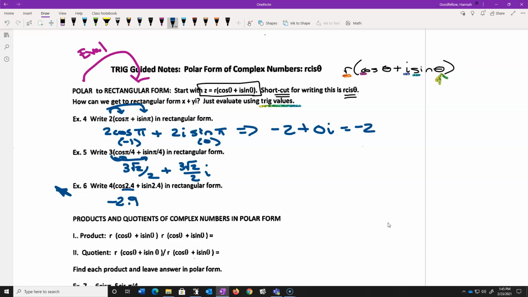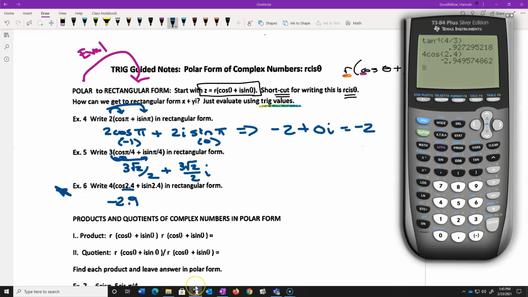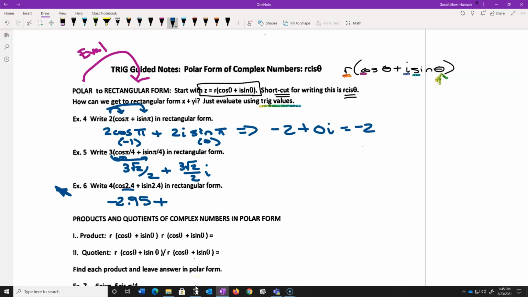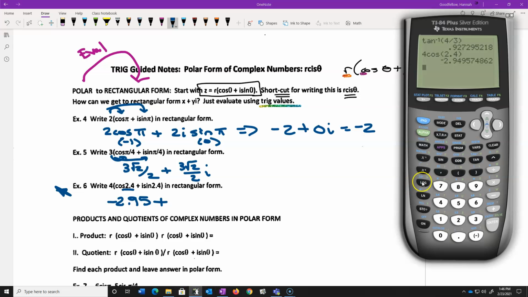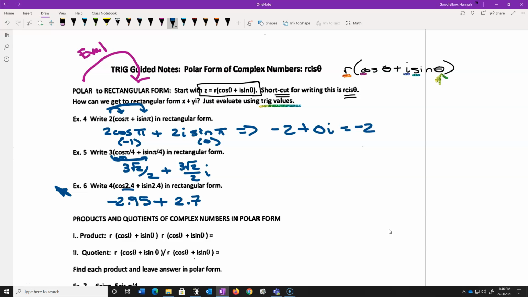-2.95 plus, now I do it again and distribute it a second time, that's 4 times sine of 2.4, and it's very important that your calculator is in radians when you do this, otherwise you'll get distorted answers. 2.70i, and look at that, it's in rectangular again.